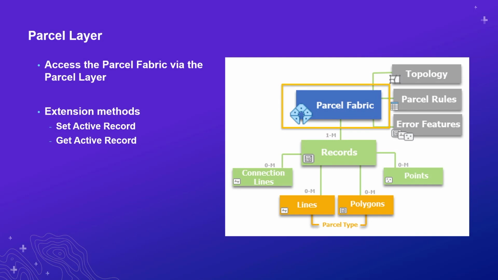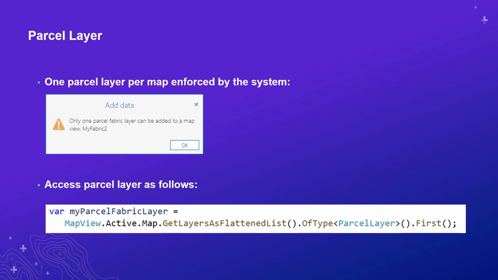So you access the Parcel Fabric via the parcel layer. Parcel layer has extension methods on it to set and get the active record. The active record is a term that's applied in the context of the client. So in this case, the client being Pro. So Pro has the active record that you can get and set. You'll see that in a second.